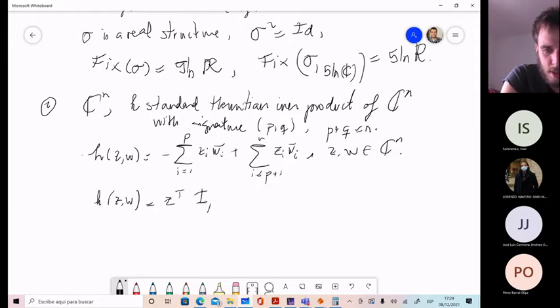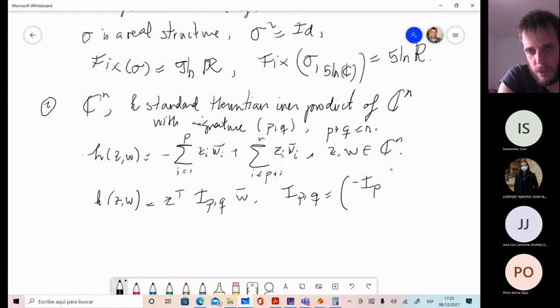You take this matrix I_{p,q}, which is an m by m matrix, and you perform this operation: you take the transpose of the vector z, and you conjugate the vector w, and you make this multiplication. And I_{p,q} is the matrix which, in the first block, is the p by p minus identity, and in this other block is the identity matrix of order q. Okay?